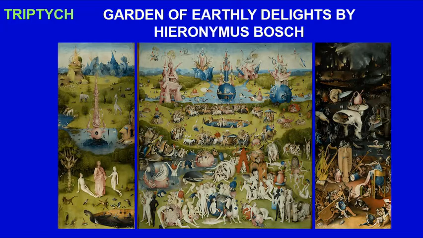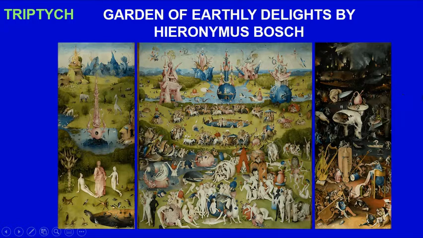By the way, this is not a painting by Rubens, this is a painting by Hieronymus Bosch. But I want to tell you about a triptych, and that's number 22 on your vocabulary. A triptych is a three-paneled painting. This painting is called The Garden of Earthly Delights. There is a painting in the center, a painting on the left, and a painting on the right.